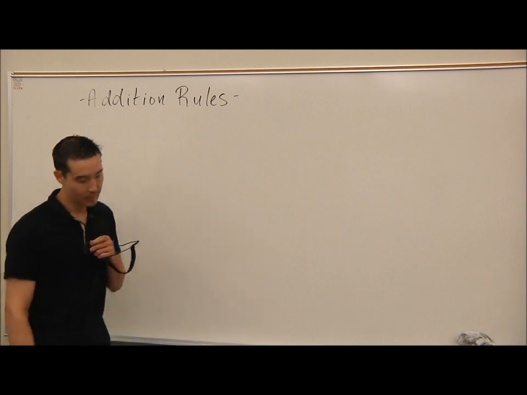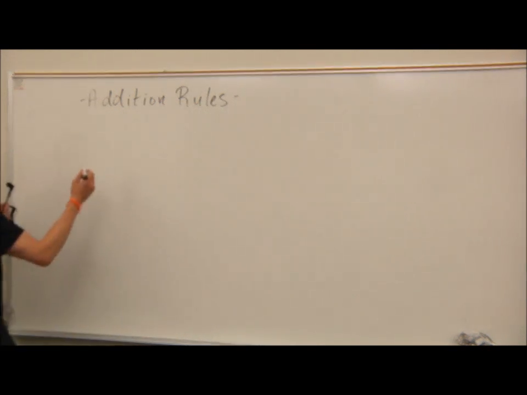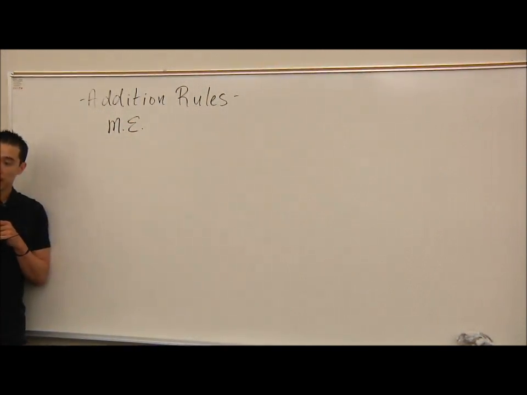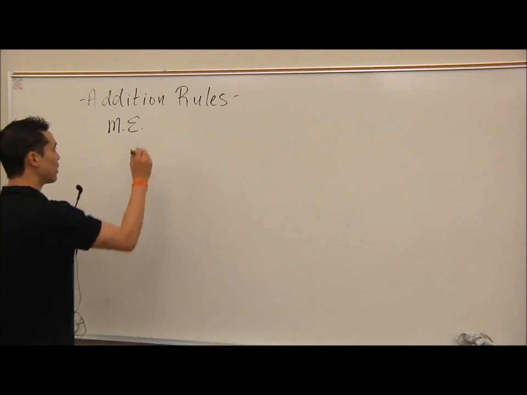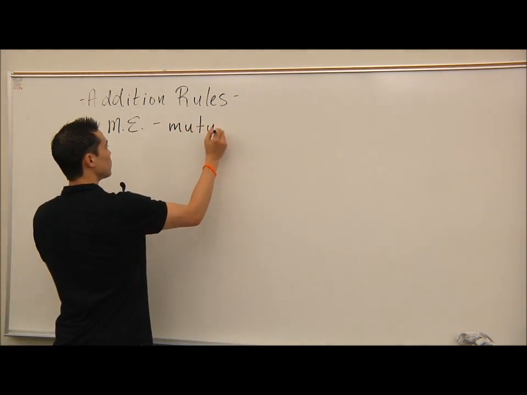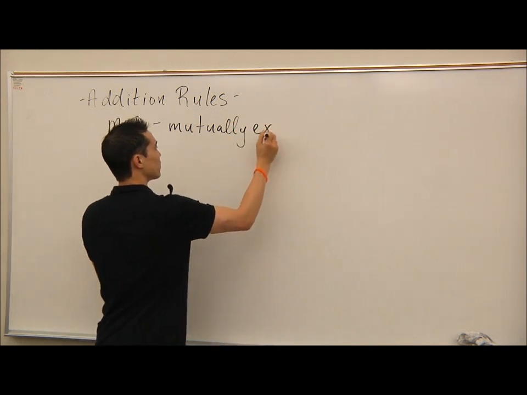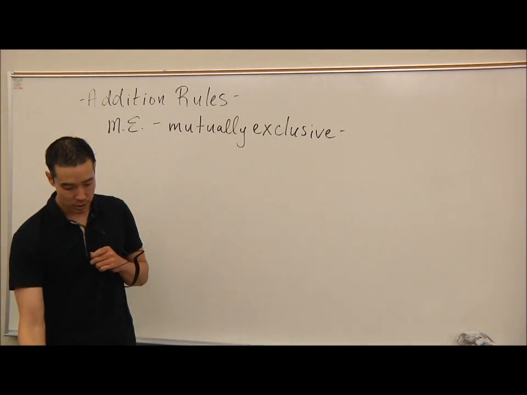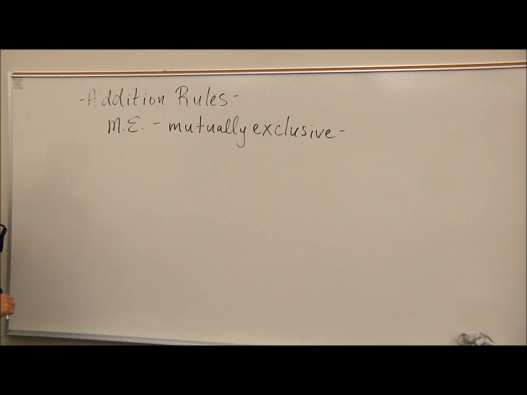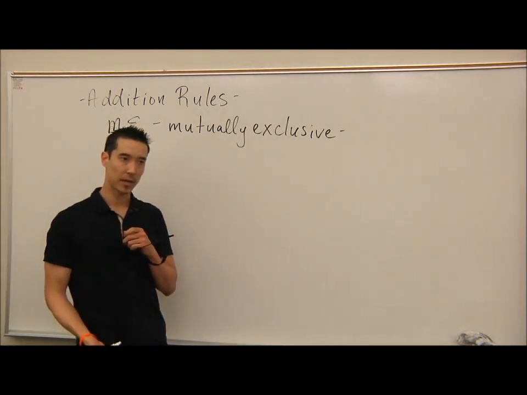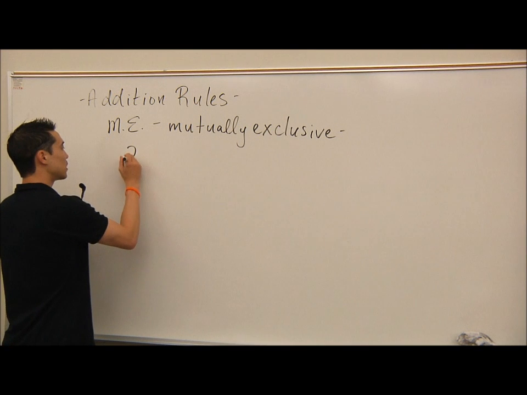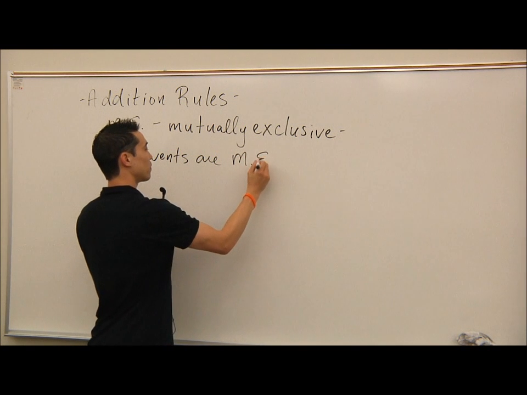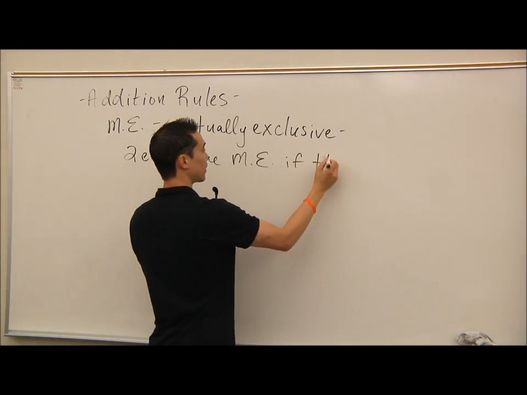Okay? All right, for addition rules for probability, we have what's called ME. What ME stands for is mutually exclusive. It's very important that you know what that means. Two events are ME, mutually exclusive, if they cannot occur at the same time.